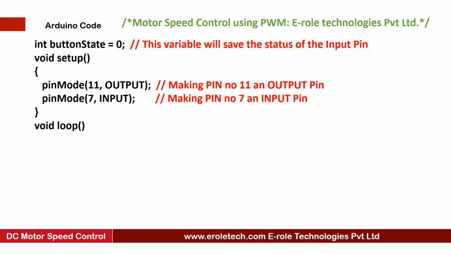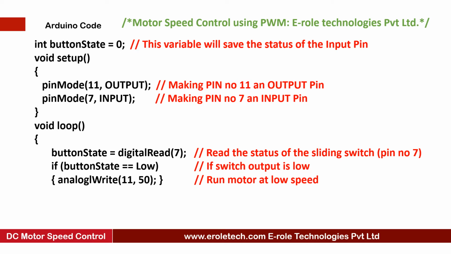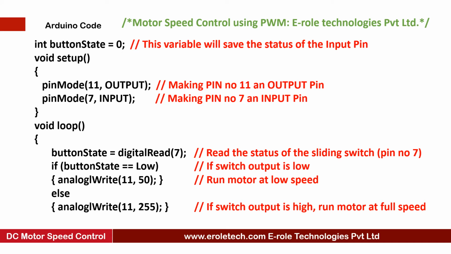Void loop. This function continues to execute the code written inside it over and over unless we reset the Arduino hardware board. Button state equals digitalRead 7. Digital read is a function which will read the status of pin number 7 and store its value in the variable button state. If the button state value is low, then Arduino will decrease the duty cycle of the output signal at its pin number 11, so the motor will run with a low speed. If the button state value is high, then Arduino will increase the duty cycle of the output signal, and the motor will run with its maximum speed.